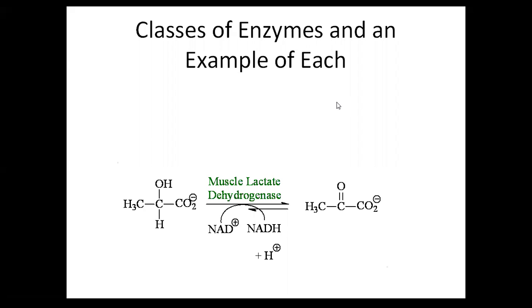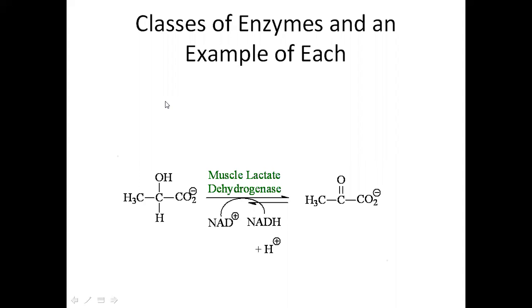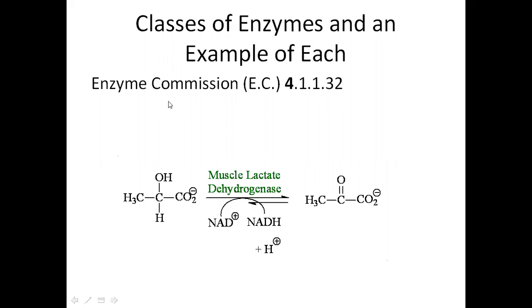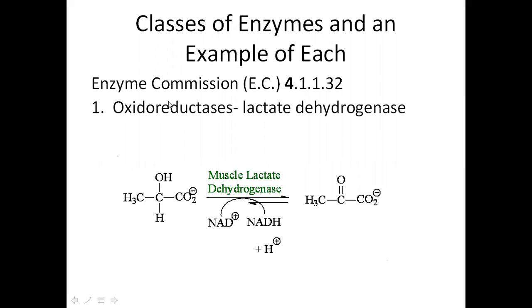I will next go through each of the 6 classes of enzymes, giving an example reaction for each. The enzyme lactate dehydrogenase is an oxidoreductase which reversibly converts pyruvate and lactate using NAD or NADH, depending on which direction it is going.